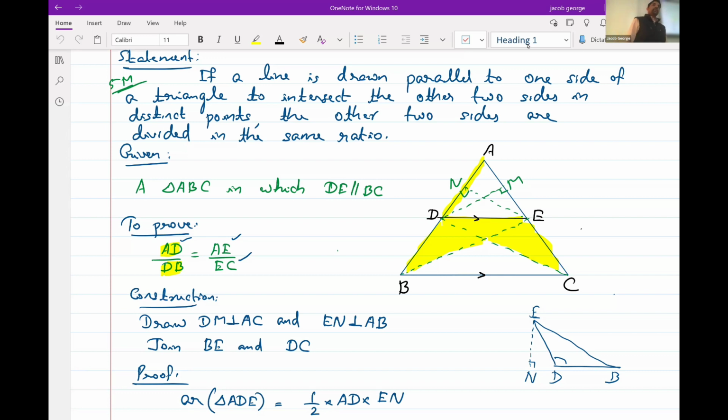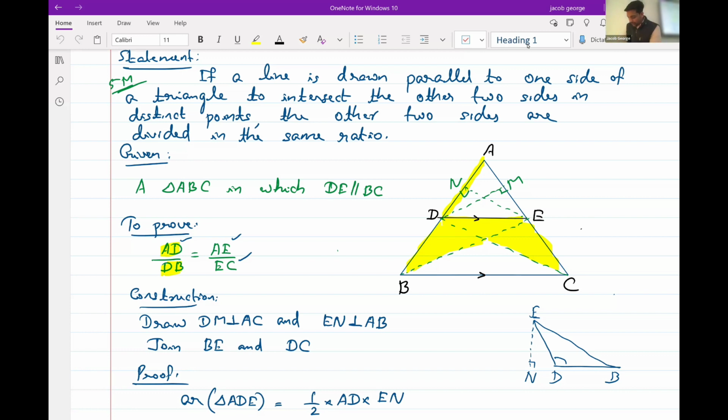Construction is done. Okay. Next, this proof is based on the area of a triangle. Angelina forgot to write that one. You have written the right hand side, but you won't get full marks. For the area of a triangle, we use the formula half into base into height. What is the formula for the area of a triangle? Half into base into height.